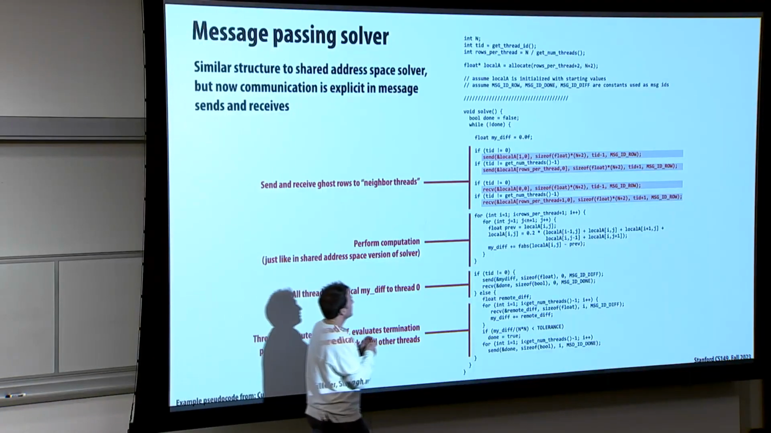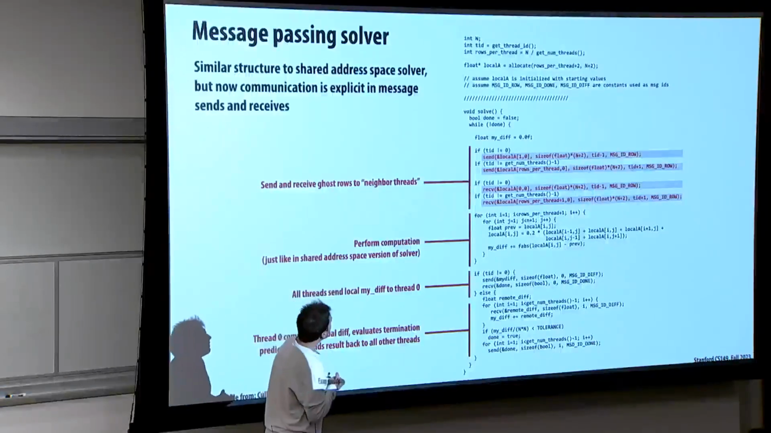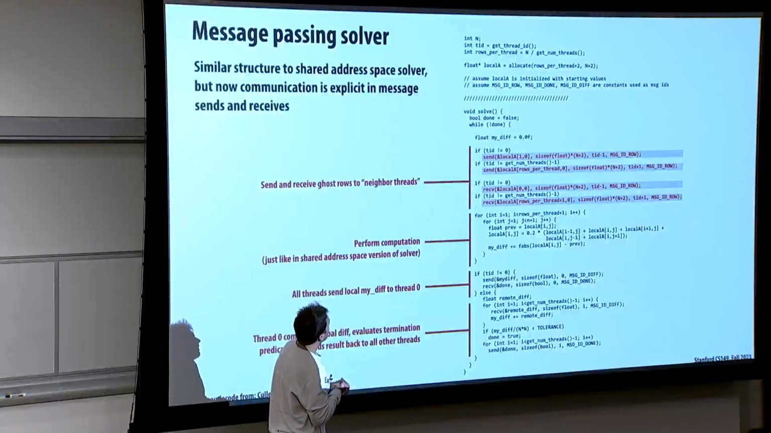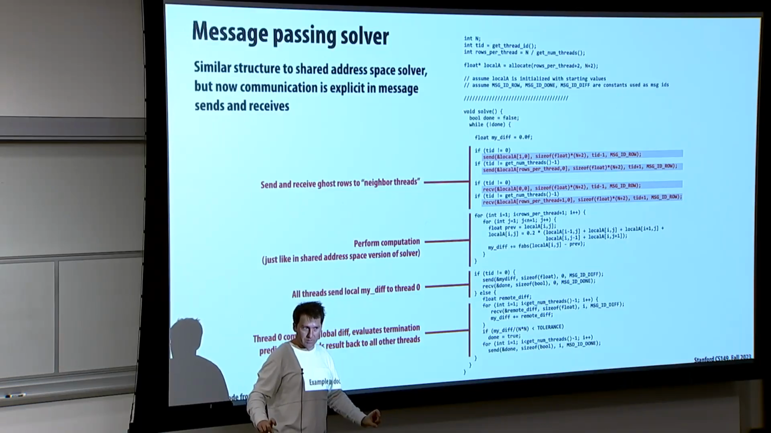Okay, so let's take a look at this code and pick out some of the details. One of the more interesting things is the allocation at the top. I have this variable local A, which is this thread's local copy of some portion of the whole conceptual grid. And local A has rows per thread plus 2 allocation. So it's my fraction of the array plus 1 row on top and 1 row on bottom.